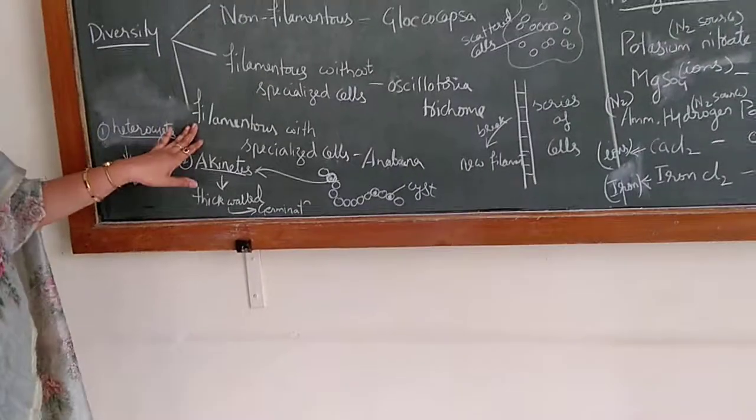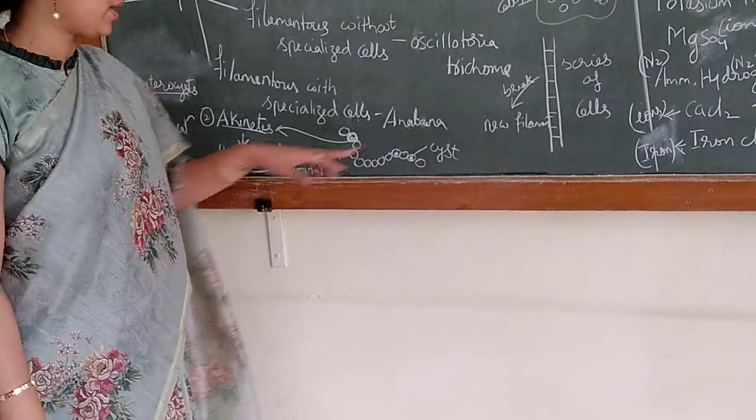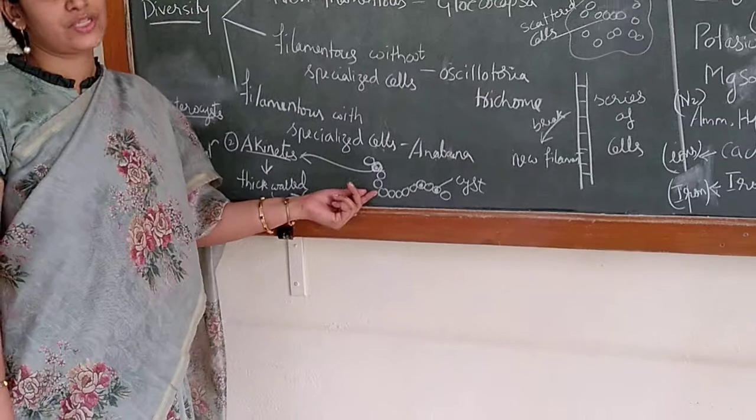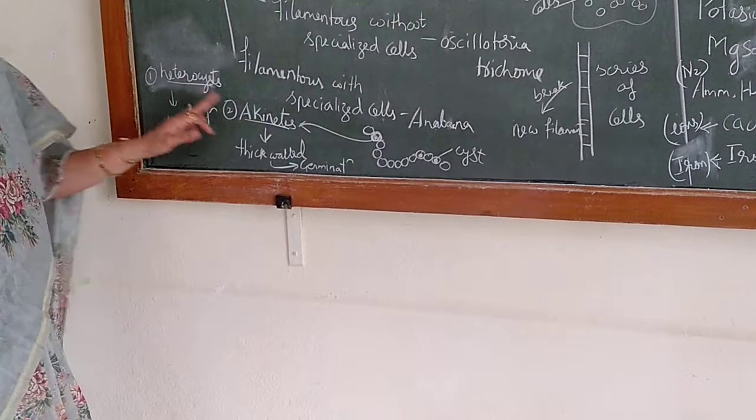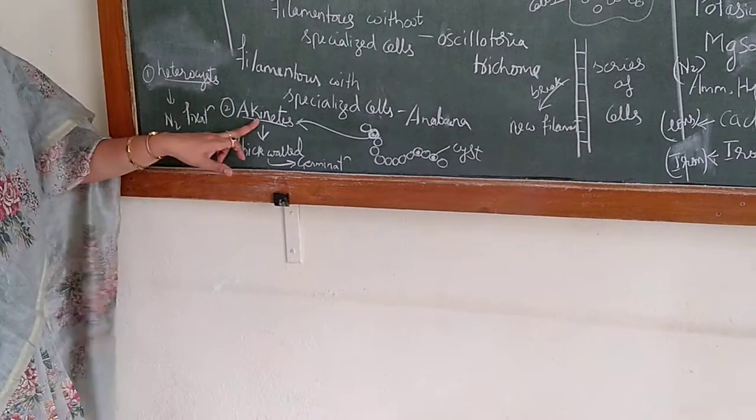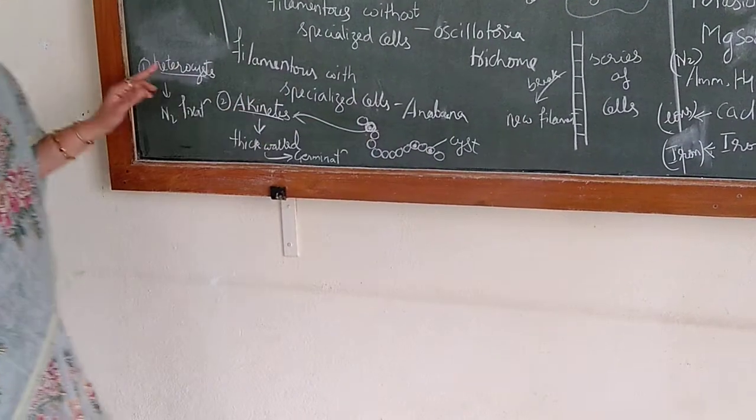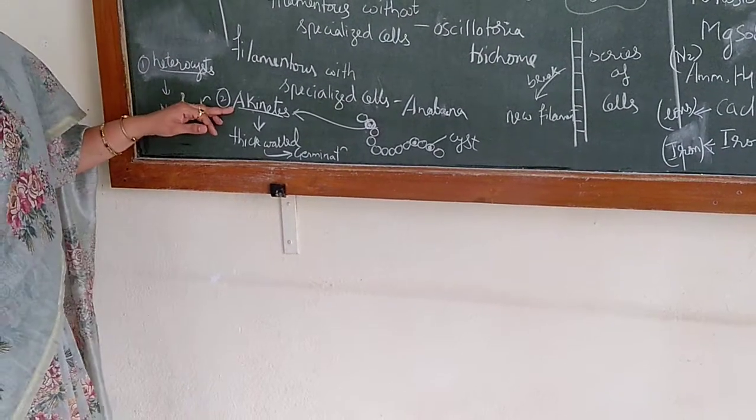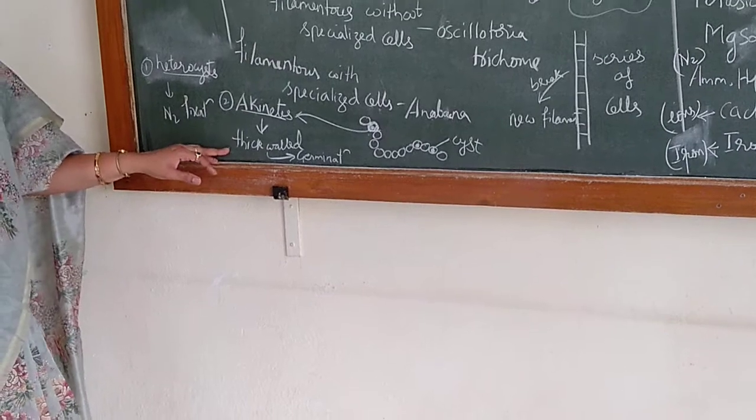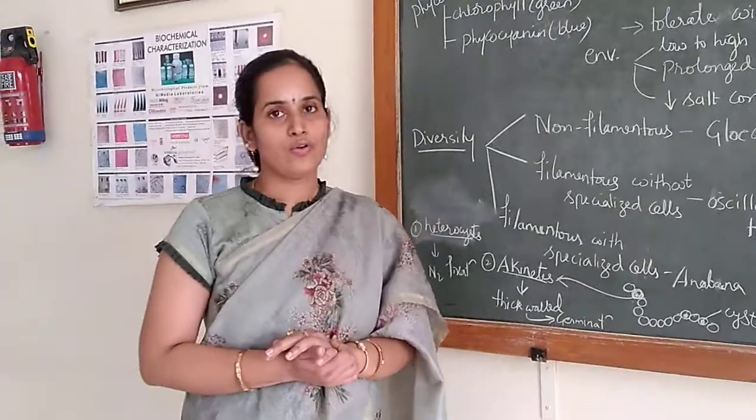Now coming to the filamentous with specialized cells, the good example is Anabaena, which has a special characteristic: it consists of two different types of cells, heterocyst and akinete. This is the heterocyst and this is the akinete. The heterocyst is helpful in nitrogen fixation, whereas akinetes are thick-walled cells which are involved in the germination process. So this is the overall introduction about cyanobacteria.